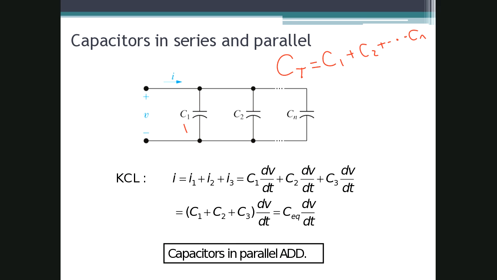Let's just say 1, 2, and 3 microfarads. So if I had 3 capacitors in parallel, and their values are 1 microfarad, 2 microfarad, 3 microfarad, C total is just 6 microfarads. Very simple.